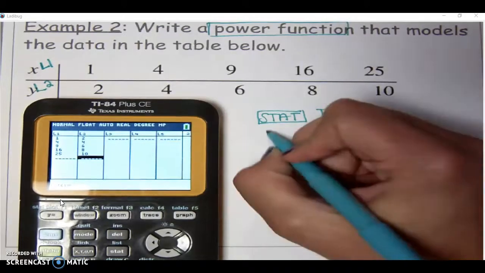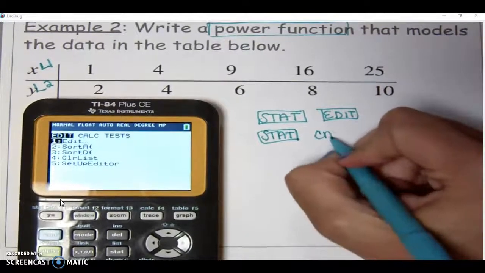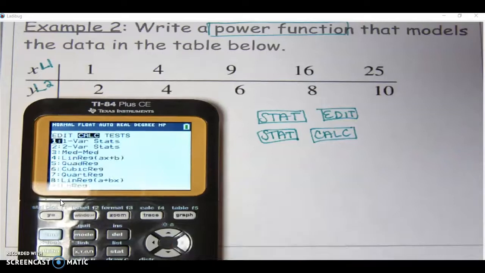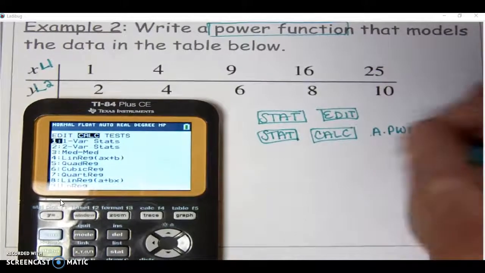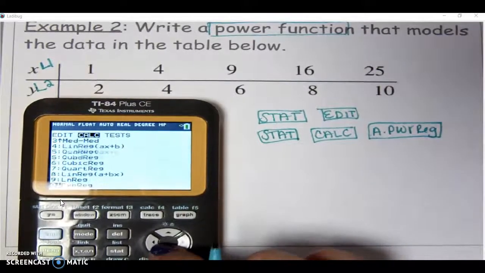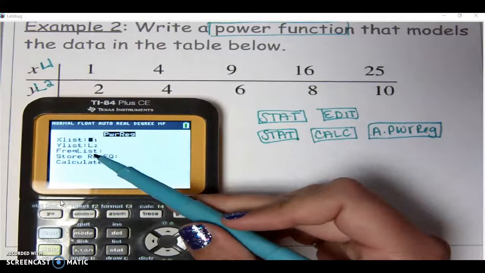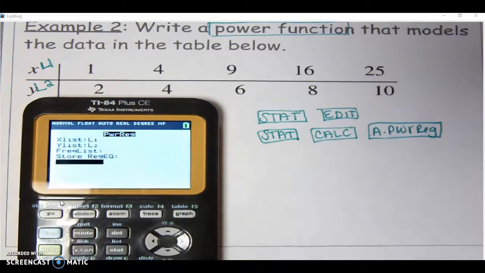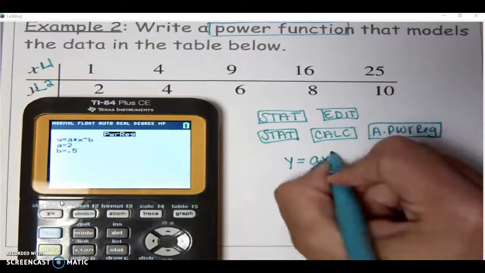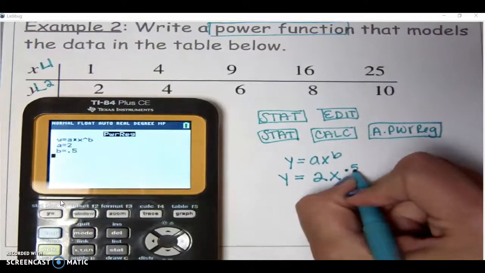Okay, after that you're going to hit Stat. And then you're going to go over to Calc. And the one that you're going to pick is letter A, which says Power Regression. Go down to A, Power Regression. Okay, make sure it says L1, L2. And then everything else, you can just go the frequency list and store; you don't need anything there. And you're going to hit Calculate. And now it should say on your calculator, y equals ax to the b. That is the formula. It tells you a is 2 and b is 0.5.